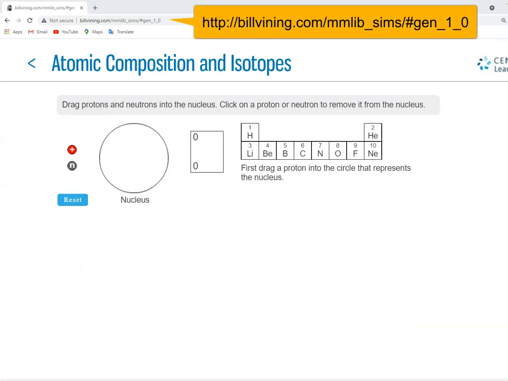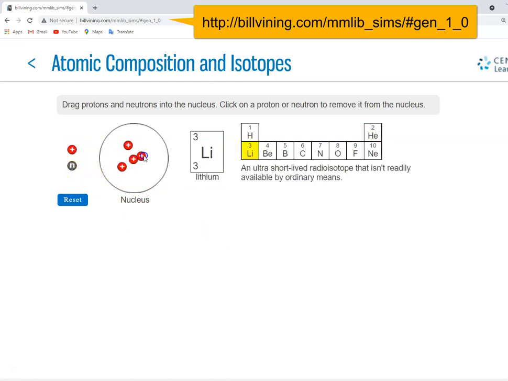So I just wanted to show you a couple of different fun tools for looking at this idea of atomic composition, atomic number, different isotopes. So what we can do here, and I'll link this, or you'll be able to find this in this video, is we have the nucleus. If I put a proton in here, it tells me which element it is, right?